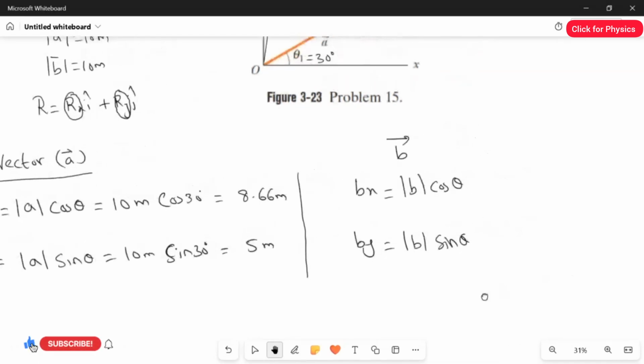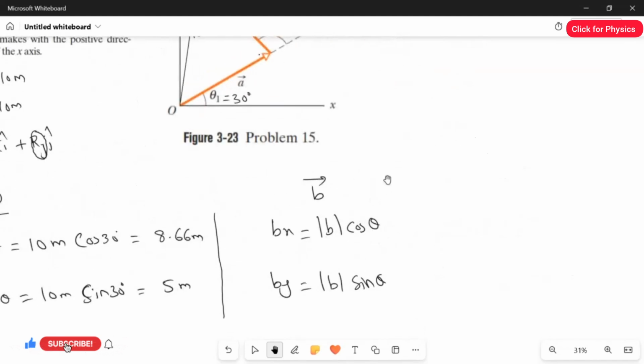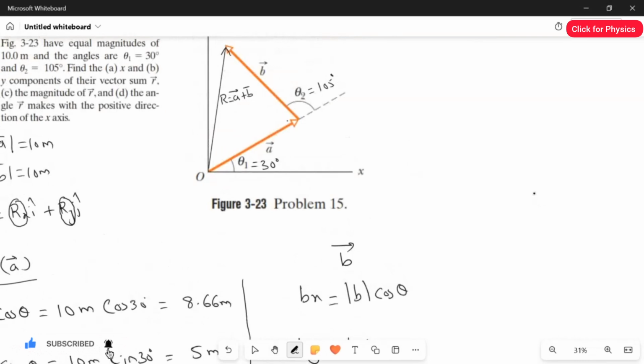Now you have to be very careful about the angle. The magnitude is okay, it's 10 meter, right? But what's the angle? If you see this theta, when you go for the B vector with respect to the x-axis, you have to add this also, because this 105 degree is only based on this dotted line. But if you want to take the angle with respect to the x-axis, you have to add this 30 degree along with this 105. So when you substitute the value of theta, theta is equal to theta 1 plus theta 2.